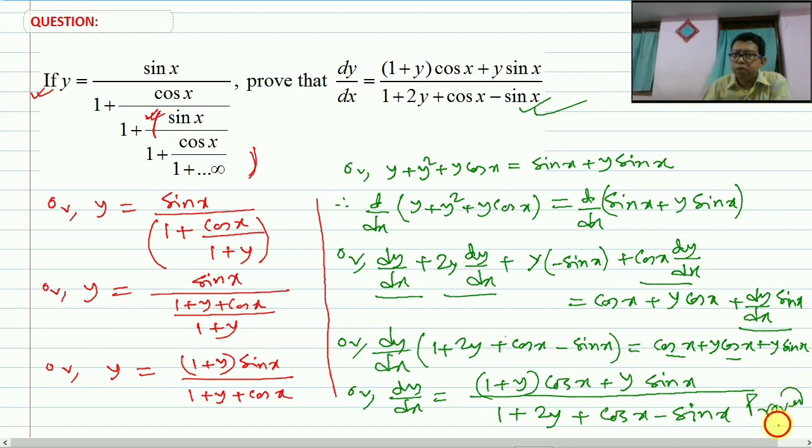Hence proved. So we have solved many more problems in differentiation of infinite series. In this way, you try at your home all the problems of NCERT, also from R.D. Sharma and NCERT exemplar, so that your thoughts will become clearer and clearer.